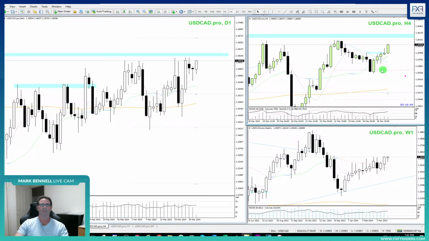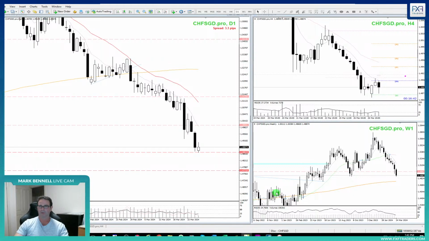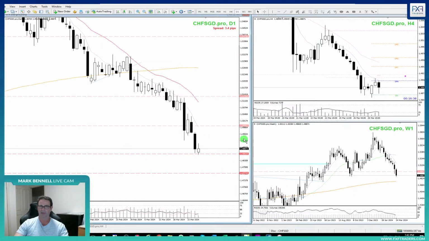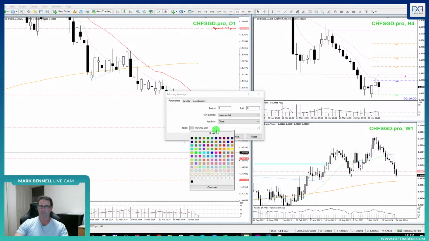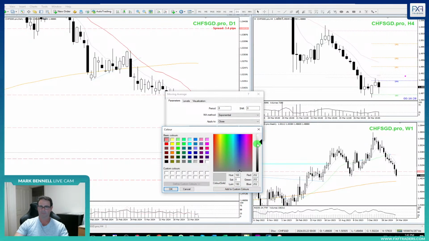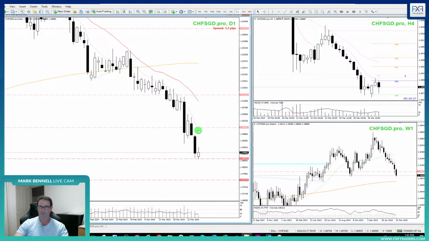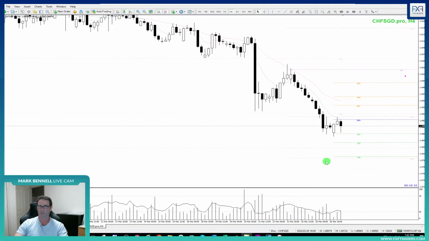Okay, dollar CAD, Swiss, Singapore. All right. So this is another mini climactic. So you've got the big extension away from the short-term moving average here. See it there? Got 100 pips. I've got a little bit of a moving average separation on the 4 hour. All right? And look, we're right at support. So that's one of the criteria. If it's at support, even better.